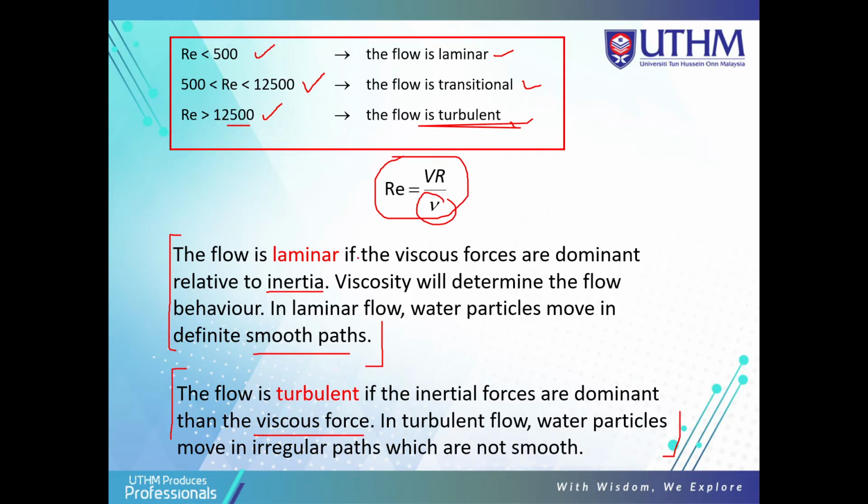The flow is laminar if the viscous forces are dominant relative to inertia. Viscosity will determine the flow behavior in laminar flow. Water particles move in definite smooth paths. The flow is turbulent if the inertial forces are dominant over the viscous forces. So in turbulent flow, water particles move in irregular paths which are not smooth. This is for the state of flow.